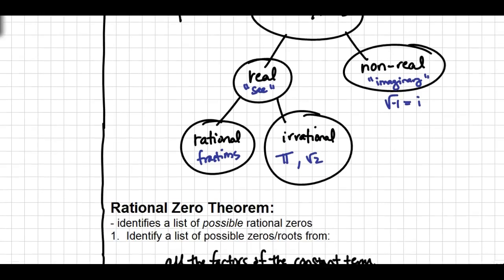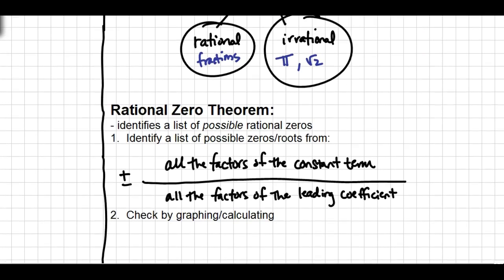So let's learn what the actual rational zero theorem is. The rational zero theorem identifies a list of possible rational zeros. So this method doesn't give you your answer on the first try, it just gives you some possibilities, and then you have to do more things after that.